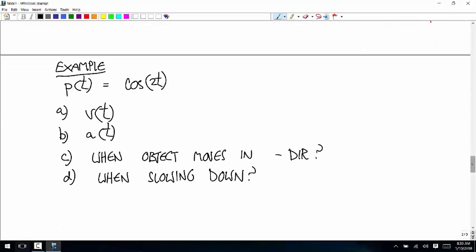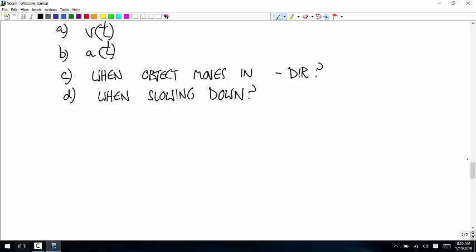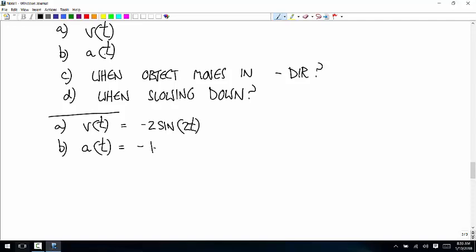Okay, so the first part is just taking derivatives. So what was the function? Cosine 2t. So you have to use the chain rule. Velocity is equal to negative 2 sine 2t, and then use the chain rule again. Acceleration is equal to negative 4 cosine 2t.